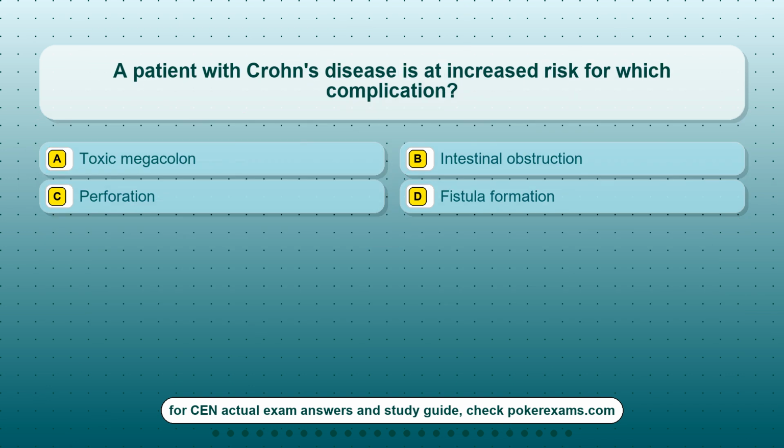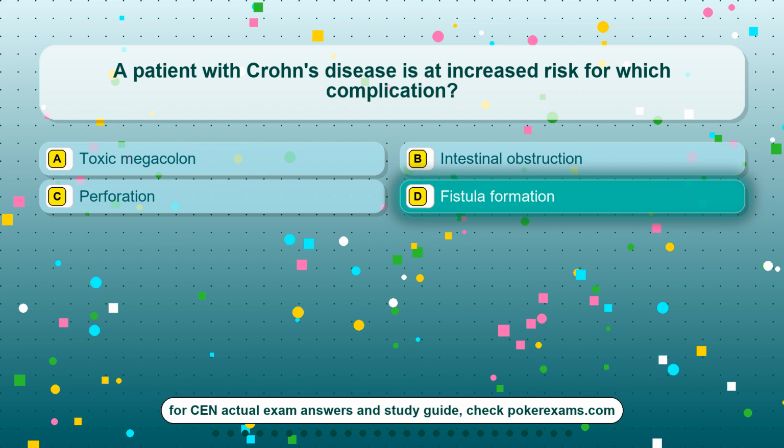Question 6. A patient with Crohn's disease is at increased risk for which complication? Option A. Toxic megacolon. Option B. Intestinal obstruction. Option C. Perforation. Option D. Fistula formation.